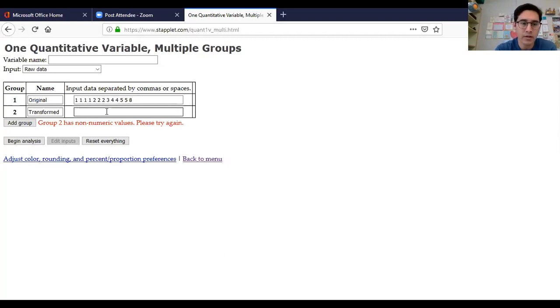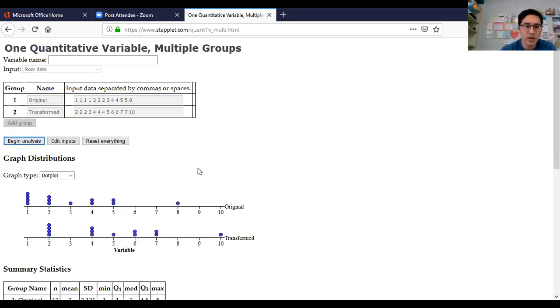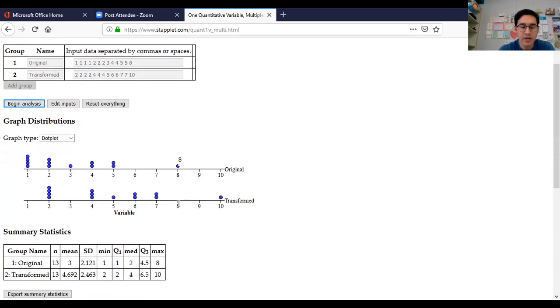So then the transformed data set would be 2, 2, 2, 2, 4, 4, 4, 5, 6, 6, 7, 7, and 10. All right, so we've got dot plots of the original scores, 1 through 8, and then a dot plot of the transformed scores, 2 through 10. Okay. Let's take a look at what's changed. Did I make a mistake?